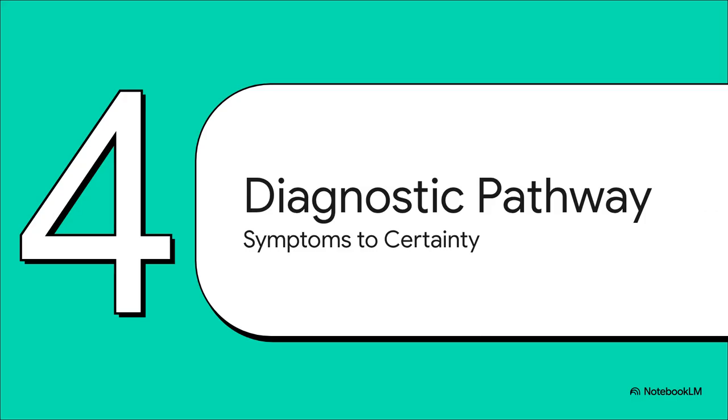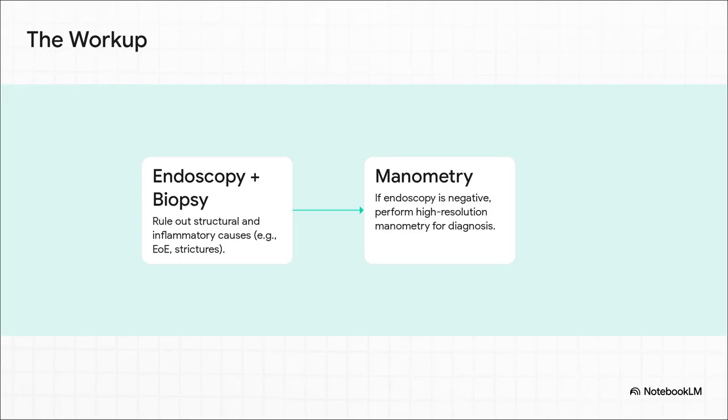Okay, so now that we've got that comparison down, let's piece it all together and walk through the logical diagnostic pathway you'd actually follow in the clinic, from the moment the patient walks in the door to getting that definitive answer. The approach is always systematic. You start with the upper endoscopy and biopsies. You have to. Your job here is to rule out all the common stuff first, things like strictures, tumors, and especially eosinophilic esophagitis. Only when you've confirmed it's not one of those do you move on to manometry to actually measure the function and nail down the specific motility disorder.